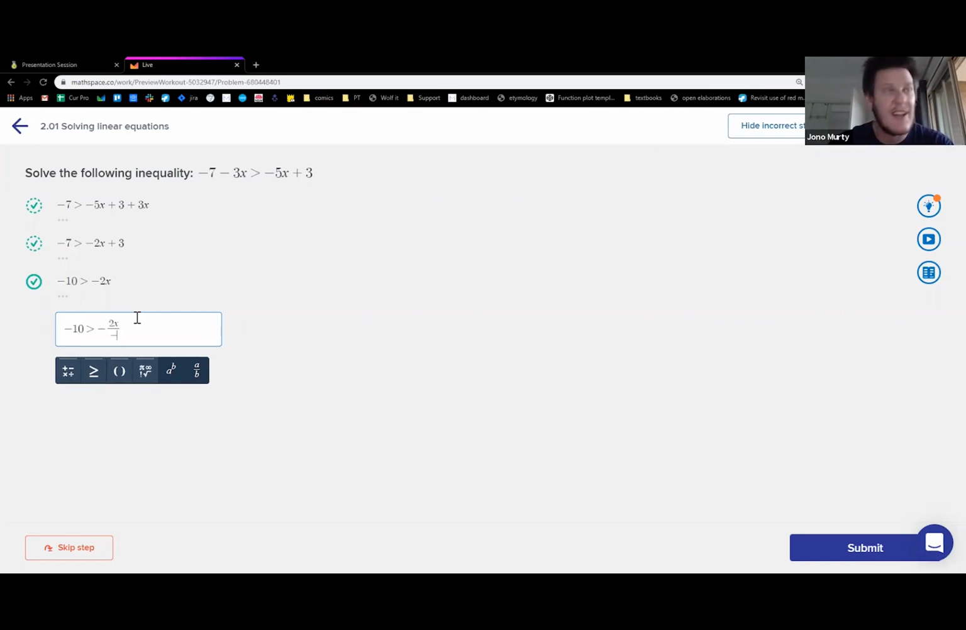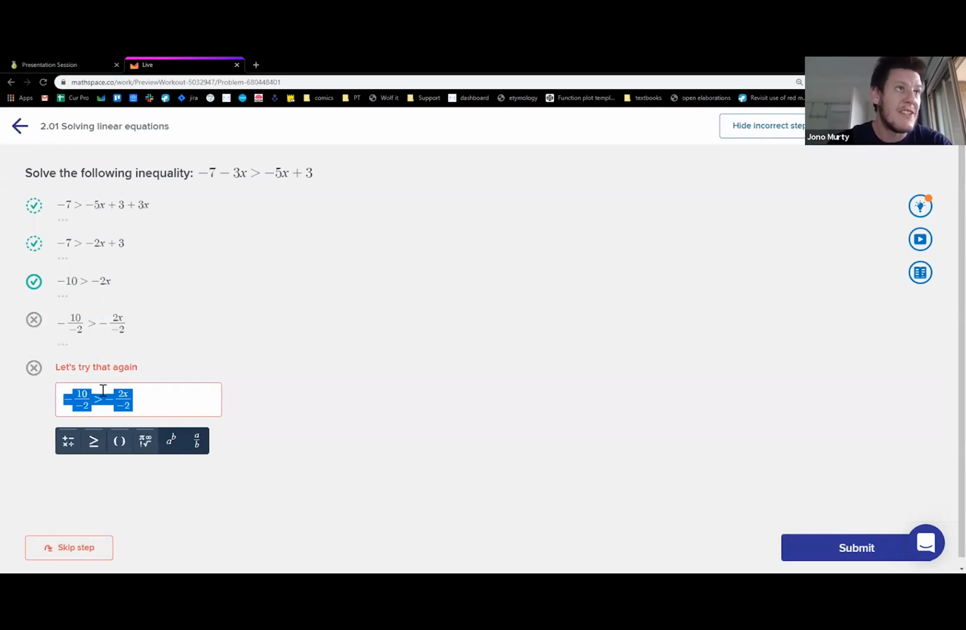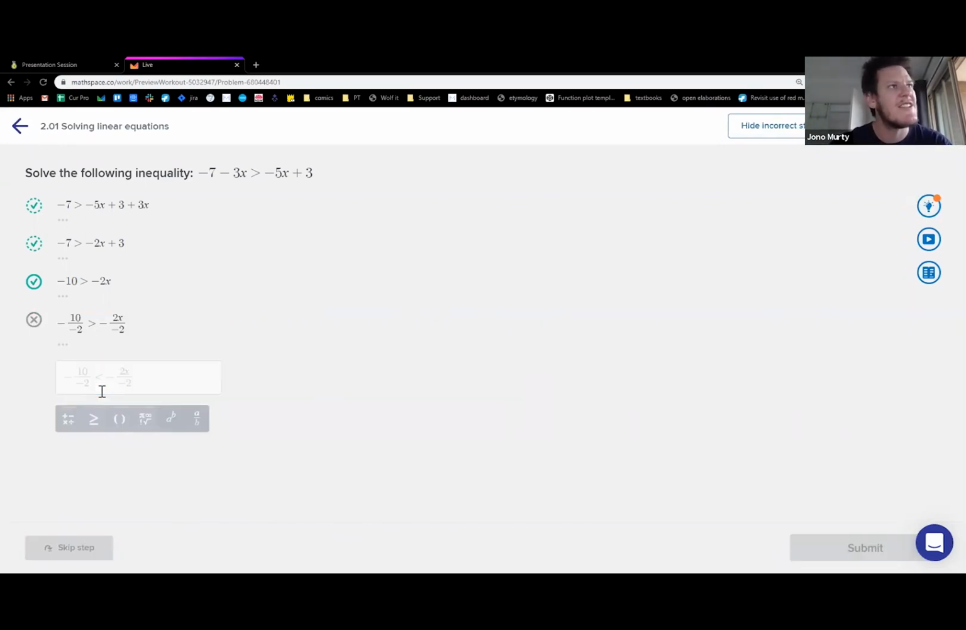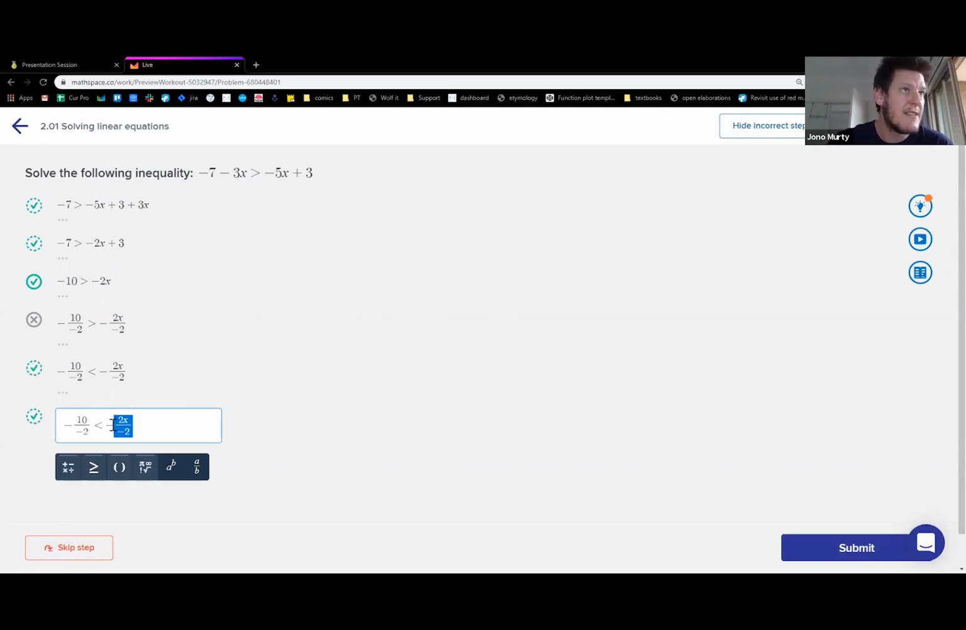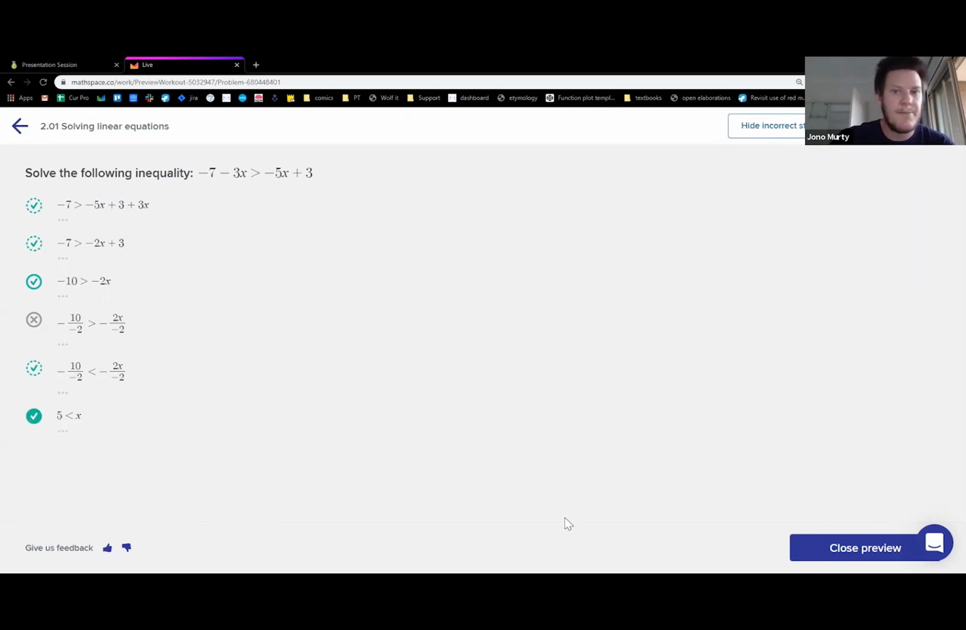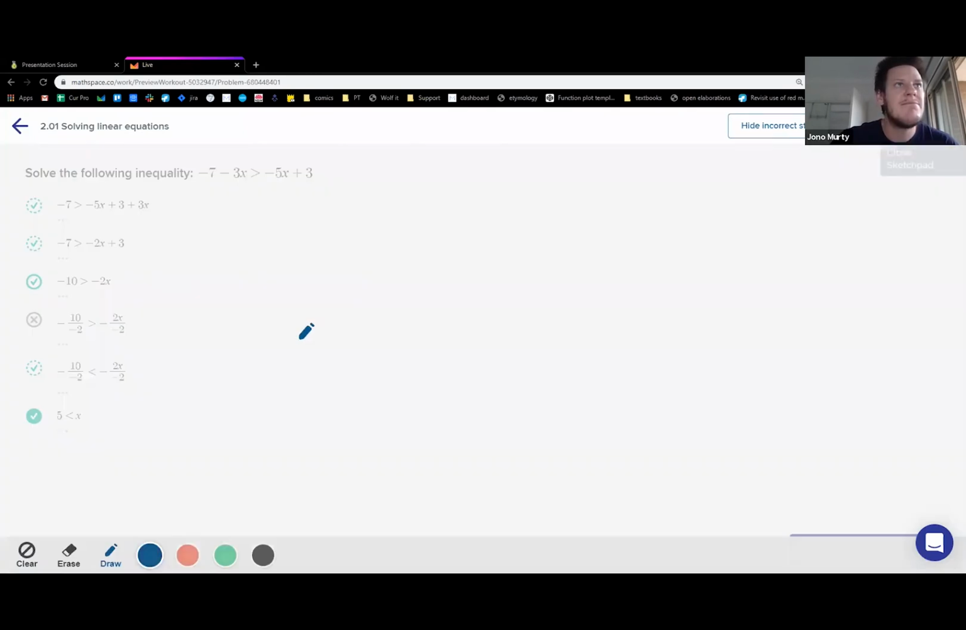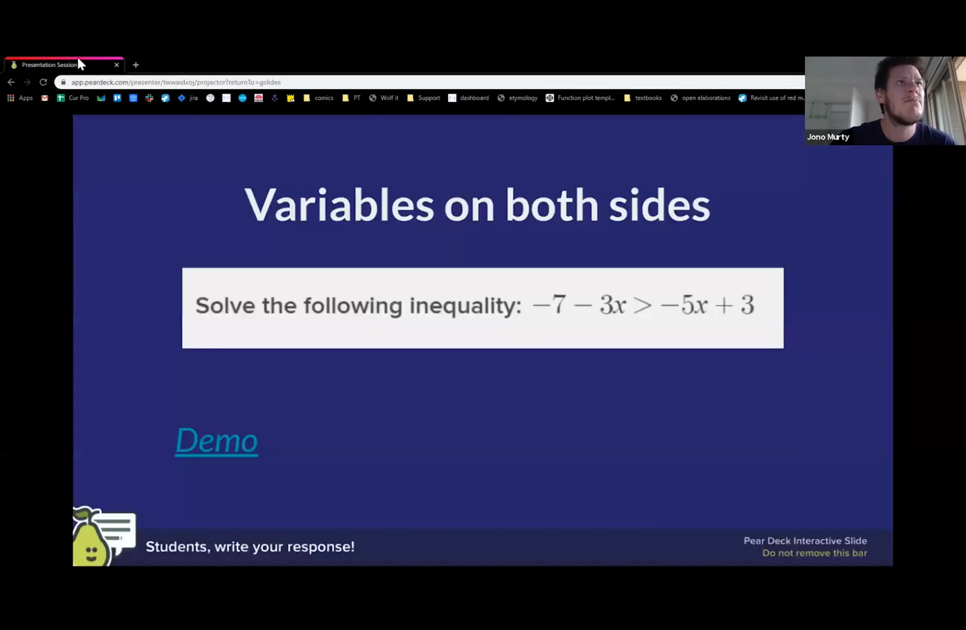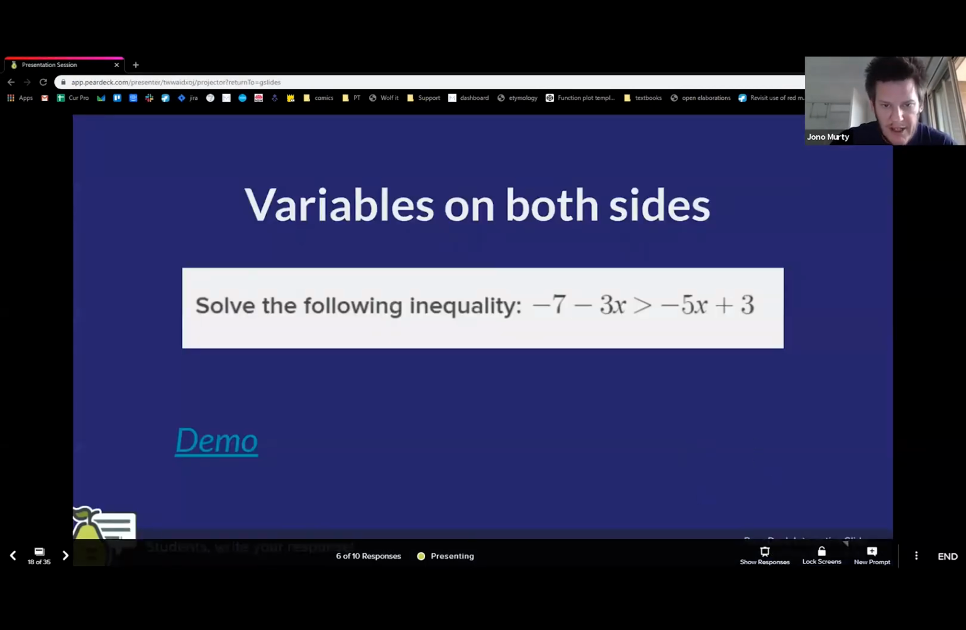If I divide both sides by -2, it's wrong because I didn't change the sign. We changed the sign. It's now correct. And this just simplifies to 5 is less than x. So x is greater than 5, 5 is less than x. They're equivalent statements. Both are correct. Both will get full marks. We just generally prefer to have the thing we're actually trying to solve on the left-hand side of the equation. It's just a convention. Nothing wrong either way.